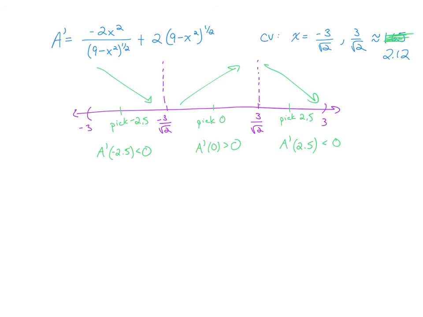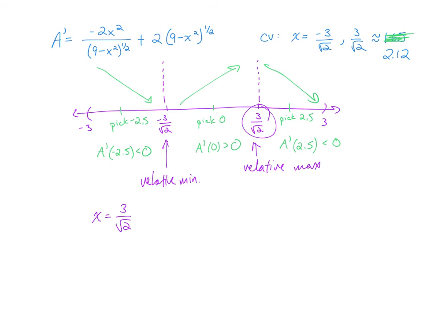And since we are looking for a maximum, we will be picking 3 over square root of 2, because that's where the graph, the original function, stops increasing and starts decreasing. This would be a relative max, whereas this would give you a relative minimum. So this is the value we want, and so x will equal 3 over square root of 2.